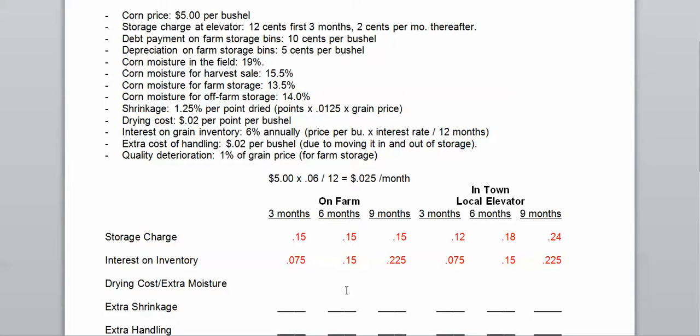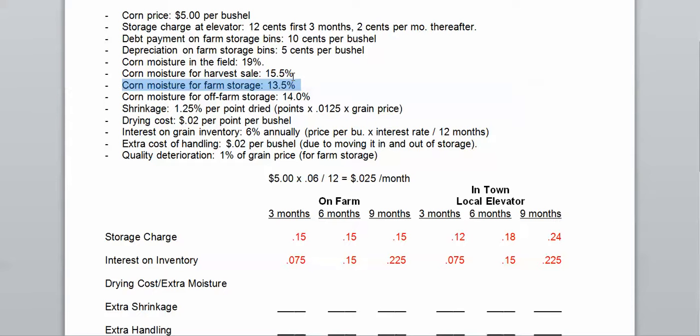In town, we're going to be asked to dry it to 14%, again so that the elevator does not risk the grain spoiling. On farm, we're drying a little bit further because we might actually be storing it on our farm longer. If we store it in town, that corn might actually be marketed well before our on-farm storage. So for on-farm storage, we need to dry to 13%, 13.5%.